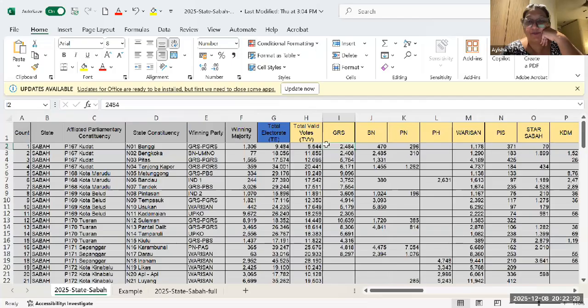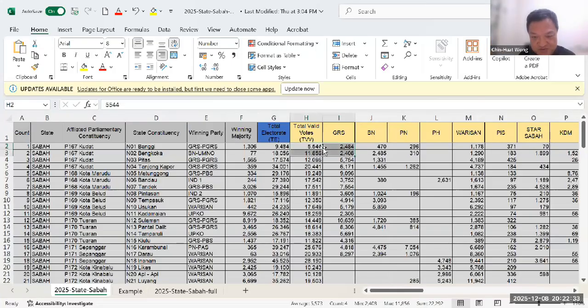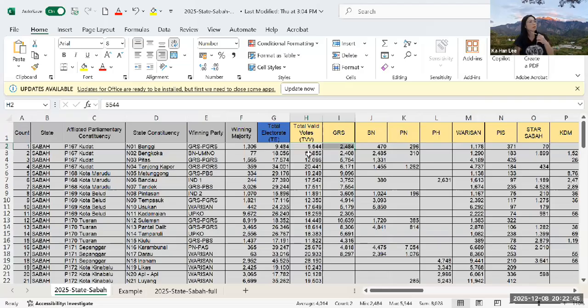2484. All right. Can anyone tell me what is the wasted vote? You have to minus, I think. Yep, you're correct, minus. If you minus it, that's correct: 3060. Right. Good. If you want to count a percentage of that, how do you count?